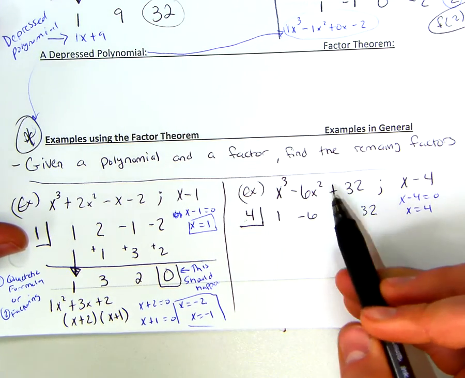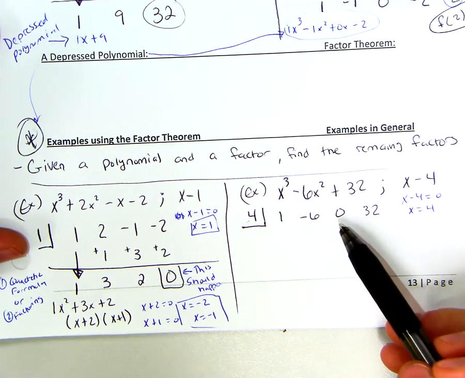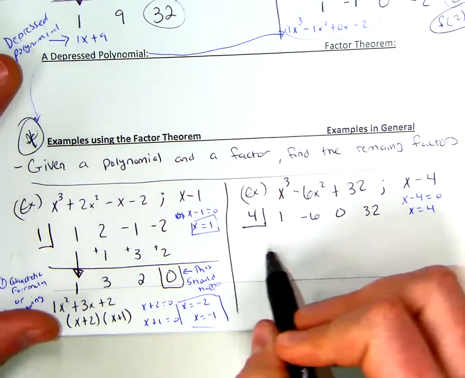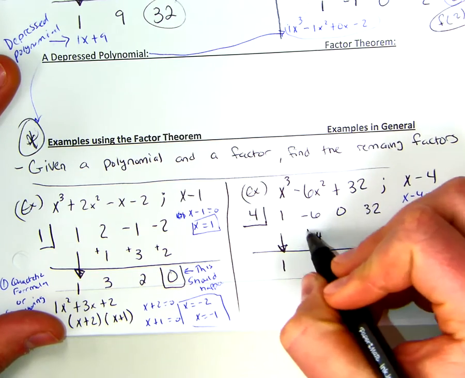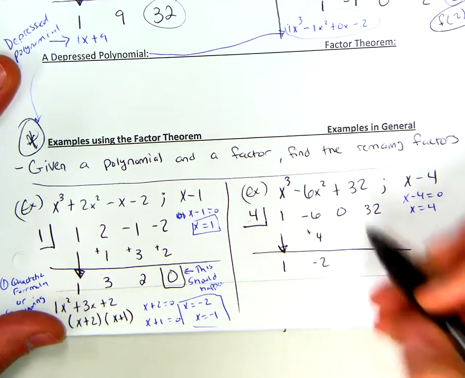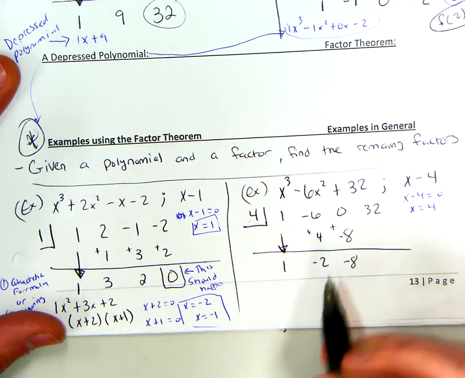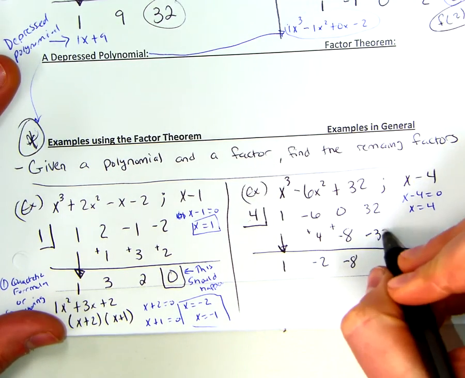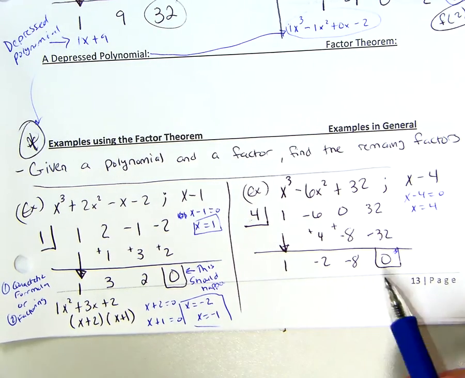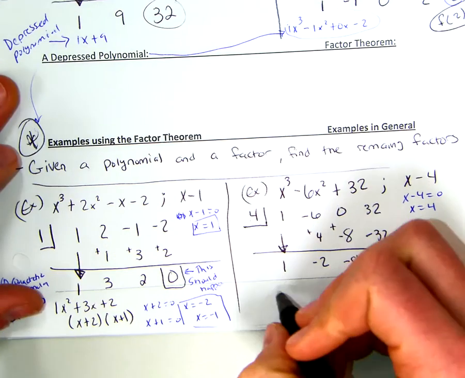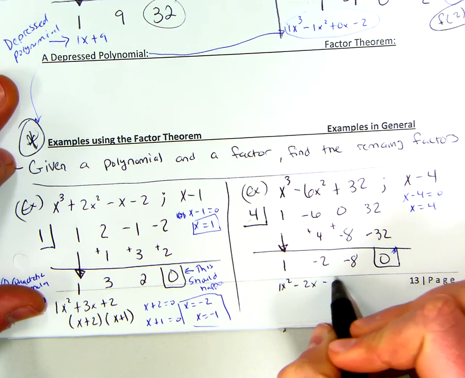Again, we're missing where x is, right? It goes 3, 2, and then we skip x. So we need to import that 0. I'm then going to drop the 1 down. 4 times 1 is 4. Negative 6 plus 4 is negative 2. Negative 2 times 4 is negative 8. 0 plus negative 8 is negative 8. 4 times negative 8 is negative 32. Again, we know that this is a solution already, so this should be 0. And I have 1x squared minus 2x minus 8.